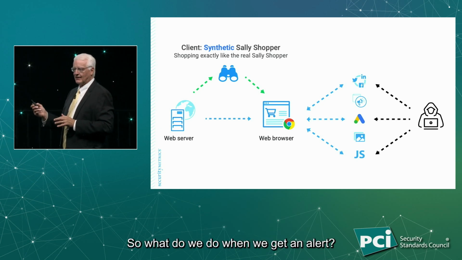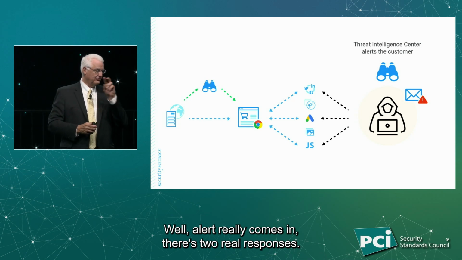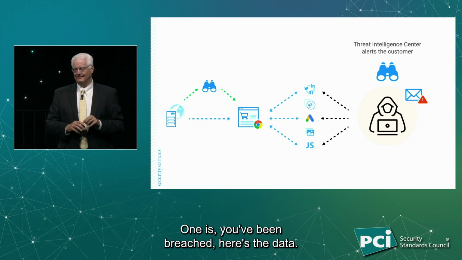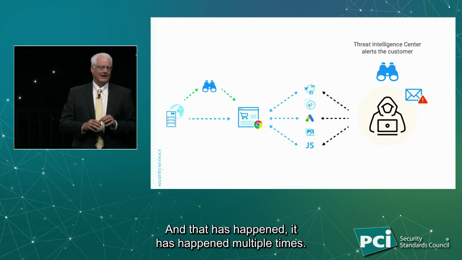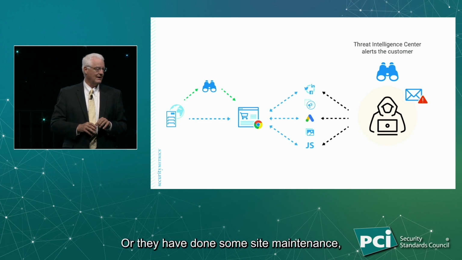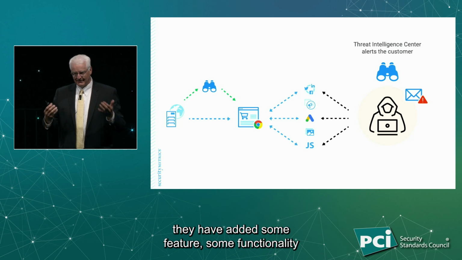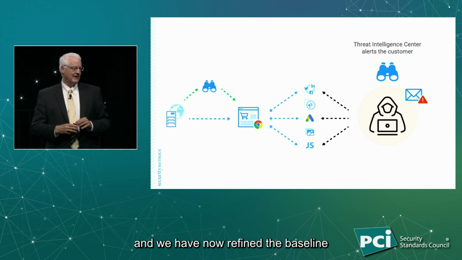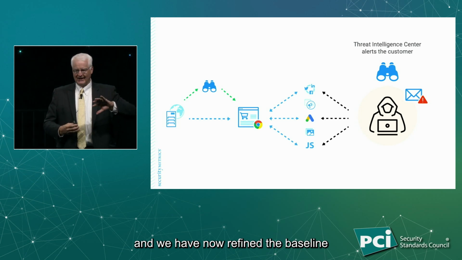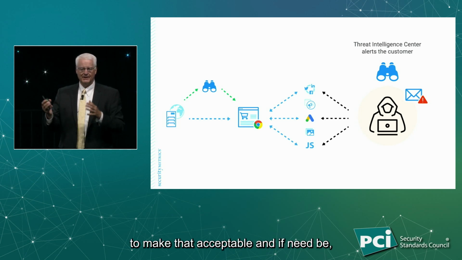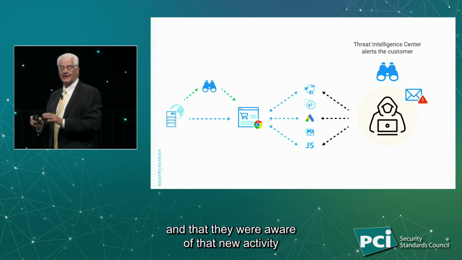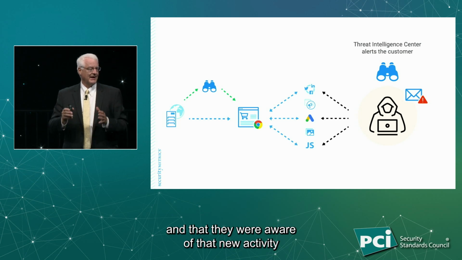So what do we do when we get an alert? Well, there are two real responses. One is, you've been breached. Here's the data. And that has happened multiple times. Or they have done some site maintenance. They have added some feature, some functionality that we noticed as key activity, and we have now refined the baseline to make that acceptable. And if need be, we'll consult with the merchant themselves to make sure that's okay with them and that they were aware of that new activity and had planned on it.